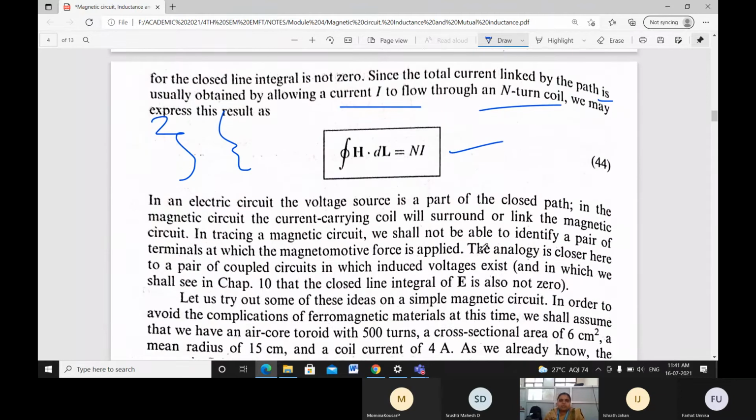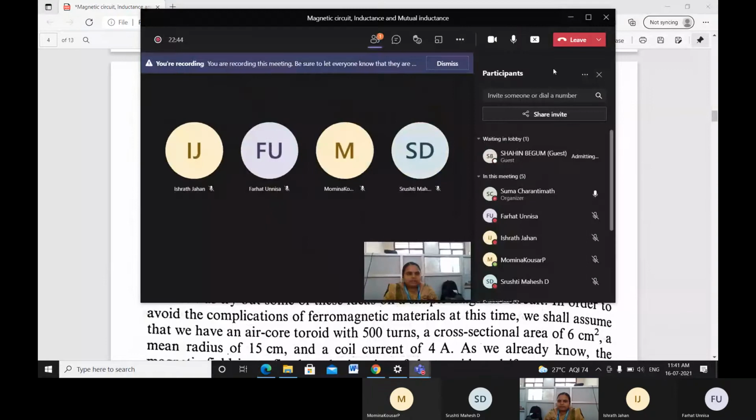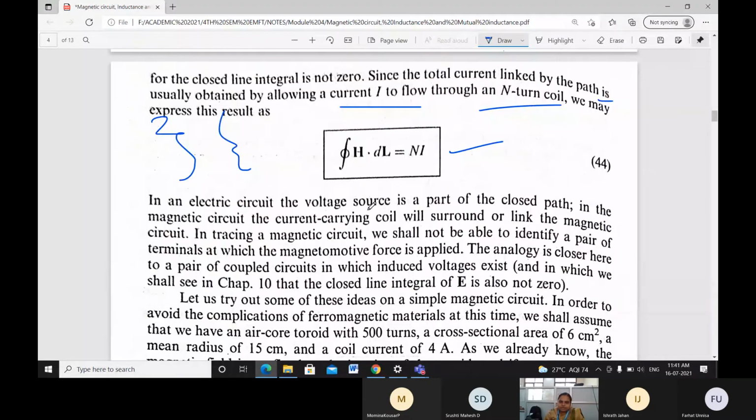This is the equation. Then in an electric circuit, the voltage source is a part of the closed path. In the electric circuit, from your earlier subjects you learned that you take one supply only, like your voltage, and the remaining consists of your resistor, capacitor, and inductance. So that is what we consider. A voltage source is a part of the closed path.